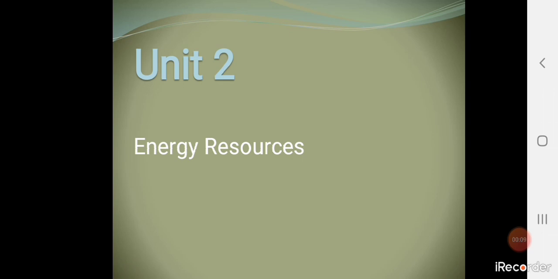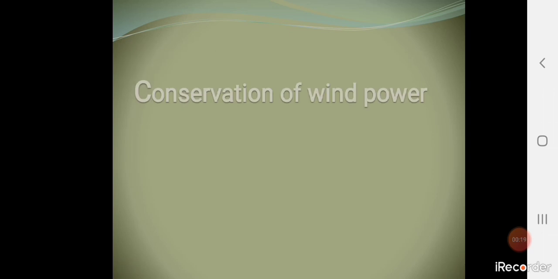So guys, without wasting our time, let's continue with Unit 2 Energy Resources. So let's see what we are going to learn today. Today we are going to learn about conservation of wind power. In the last lecture we studied conservation of solar energy. So now we will start with conservation of wind power.